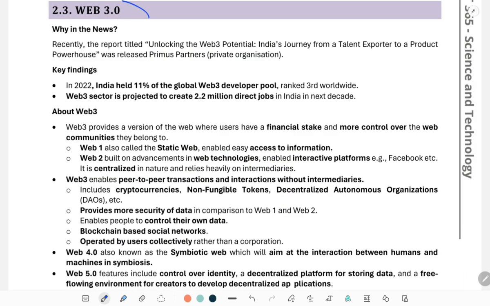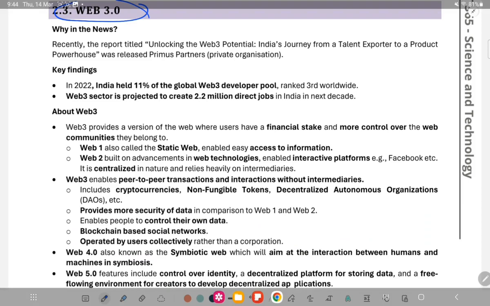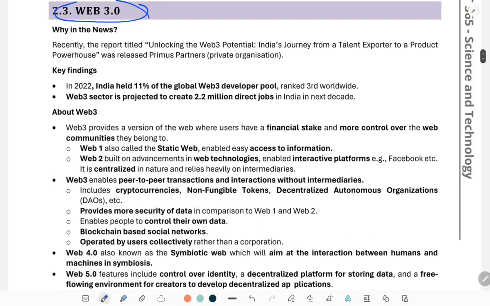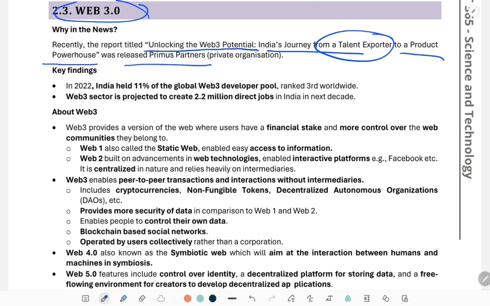Next we'll see the topic Web 3.0. A recent report titled Unlocking the Web3 Potential: India's Journey from Talent Exporter to a Product Powerhouse was released by Primus Partners, that is a private organization. We'll see highlights of this report.